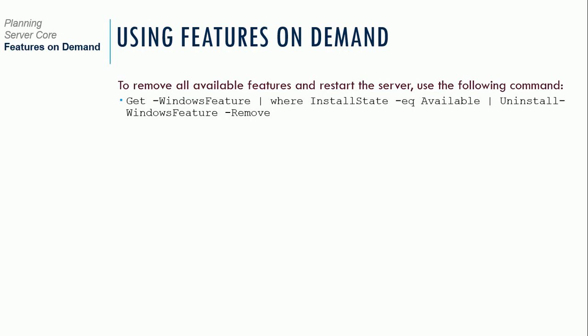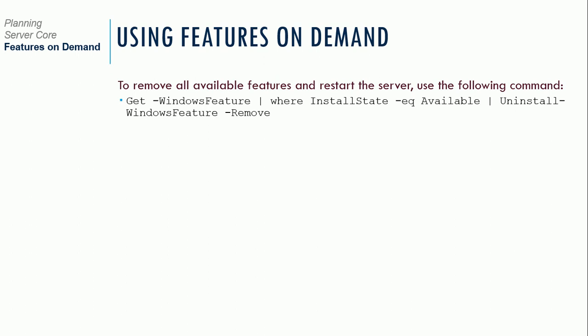So to remove all of the available features and restart the server, you would use this command. This command is what you're going to run once you've installed the server and configured the roles that the server will be using, and you don't anticipate needing any additional roles in the future. It'll remove all of the roles and features files that you will no longer need, so you won't have to worry about updates taking longer or using all that extra disk space.